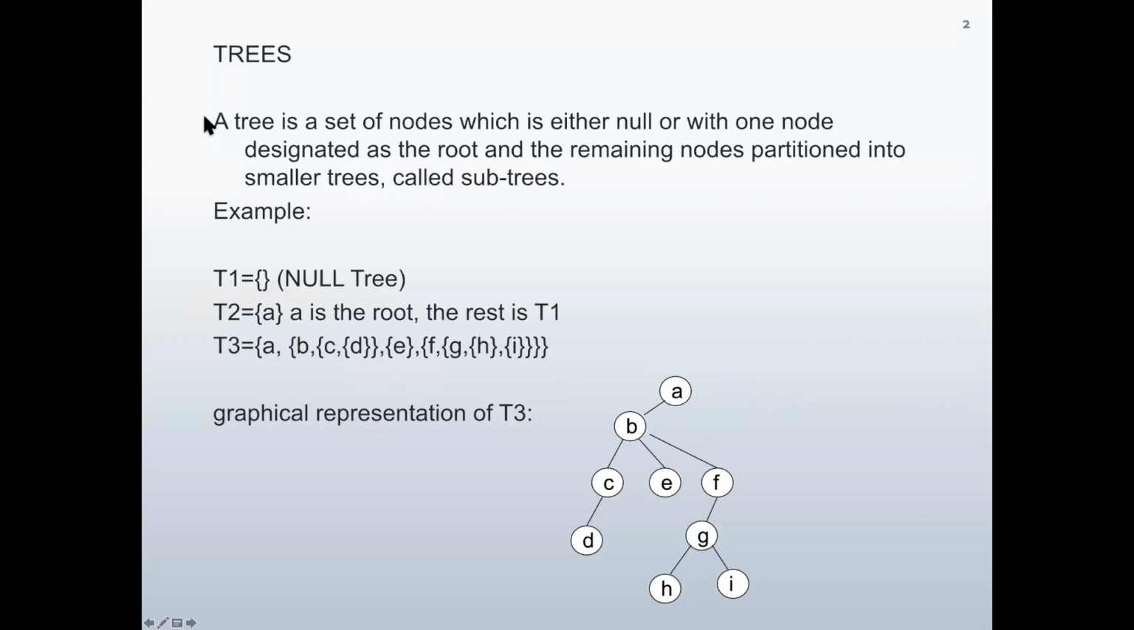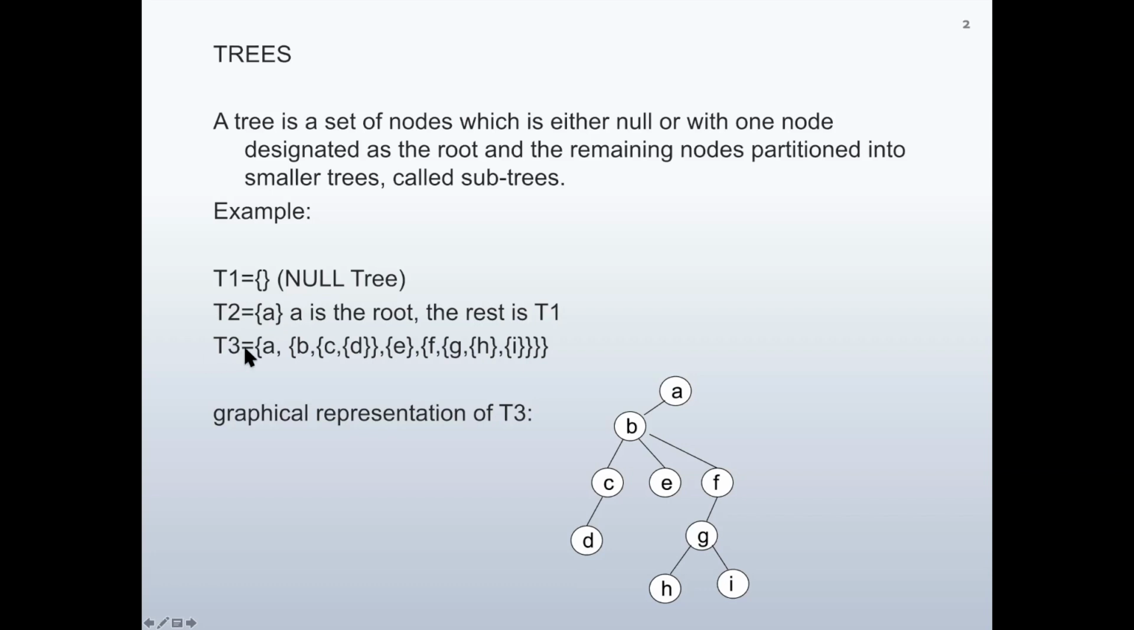A tree is a set of nodes which is either null or with one node designated as the root and the remaining nodes partitioned into smaller trees called subtrees. Example, T1 is a tree which is null. This is a null tree. T2 is a tree having only one node. A is the root, the rest is null tree.